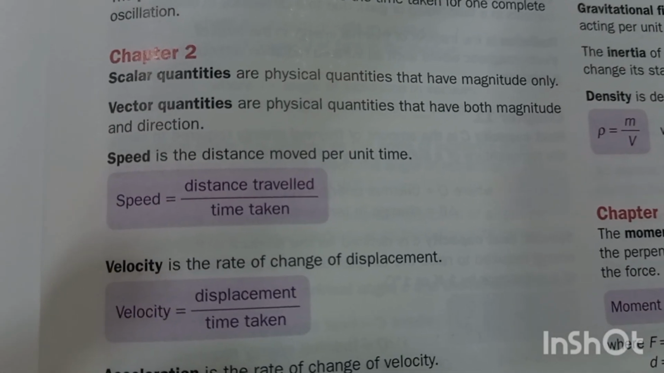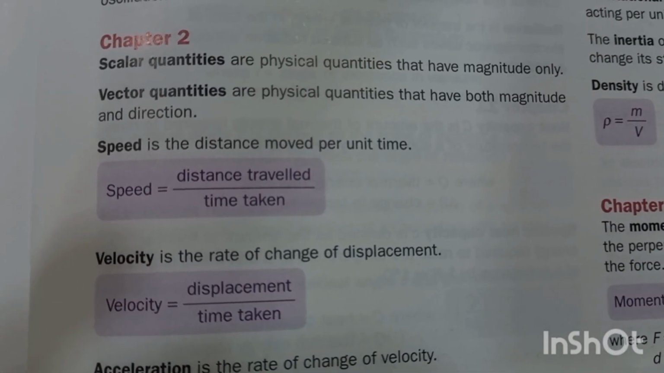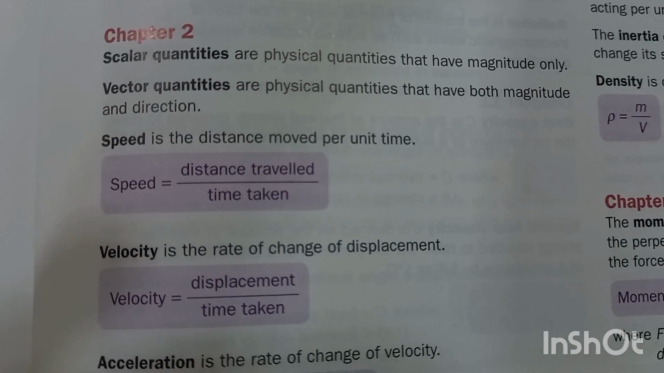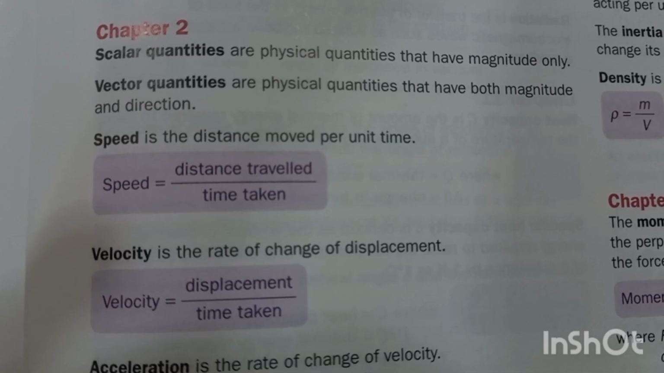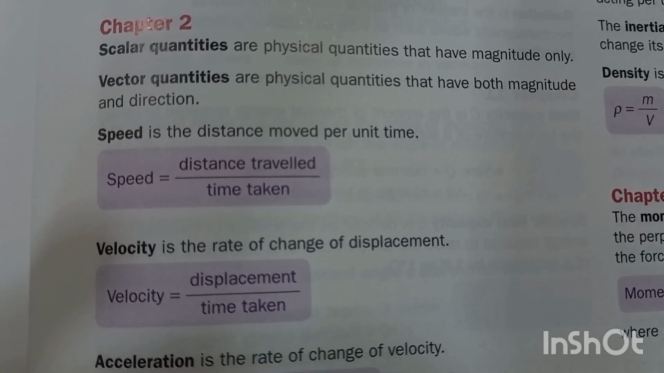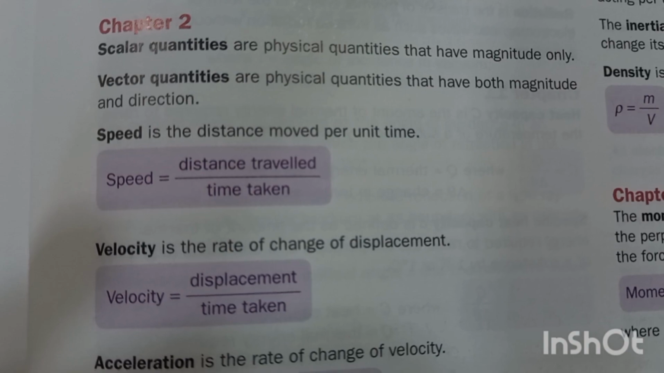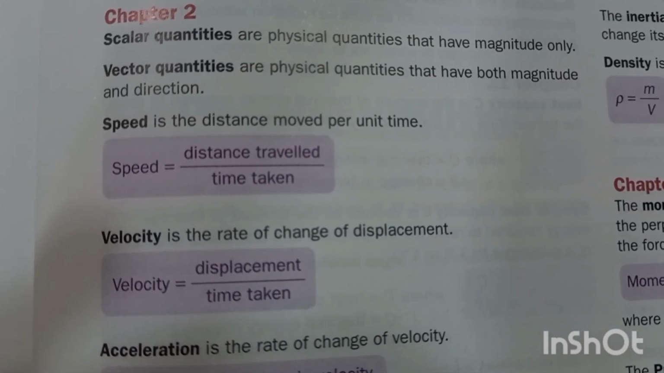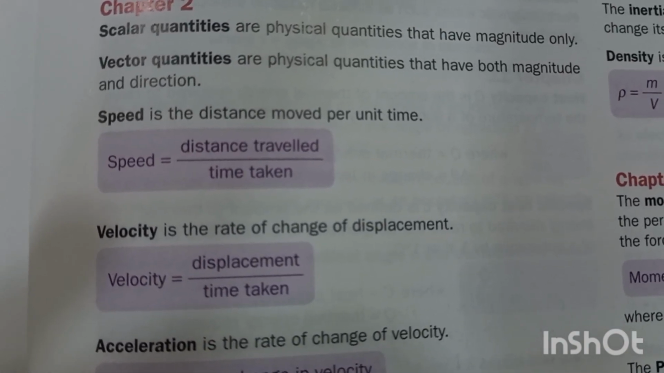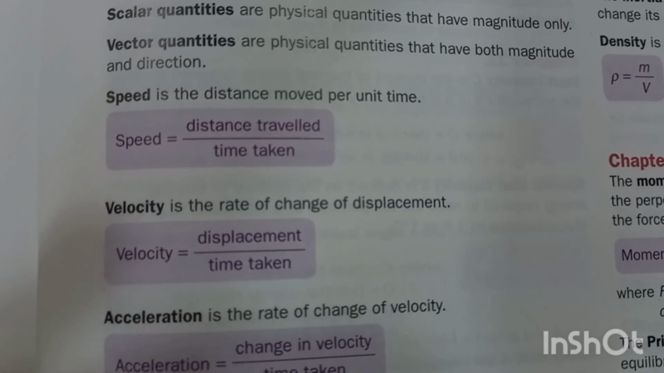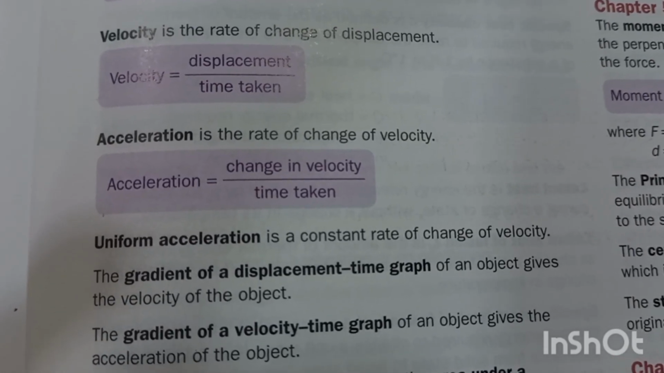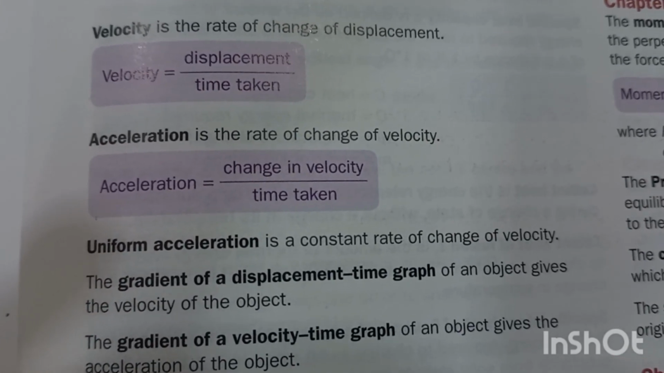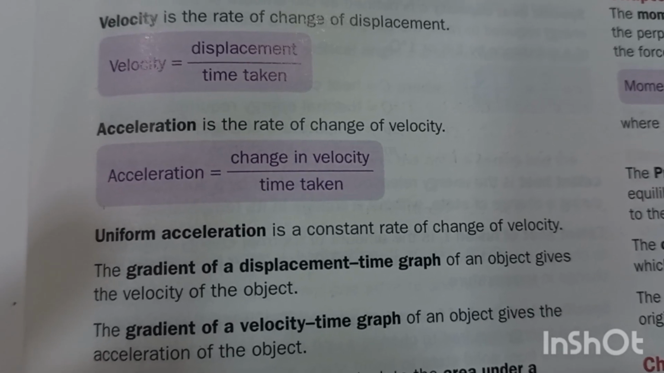Chapter number 2. Scalar quantities are physical quantities that have magnitude only. Vector quantities are physical quantities that have both magnitude and direction. Speed is the distance moved per unit time. The formula for speed is distance traveled divided by the time taken. Velocity is the rate of change of displacement. Velocity is equal to displacement divided by time taken.